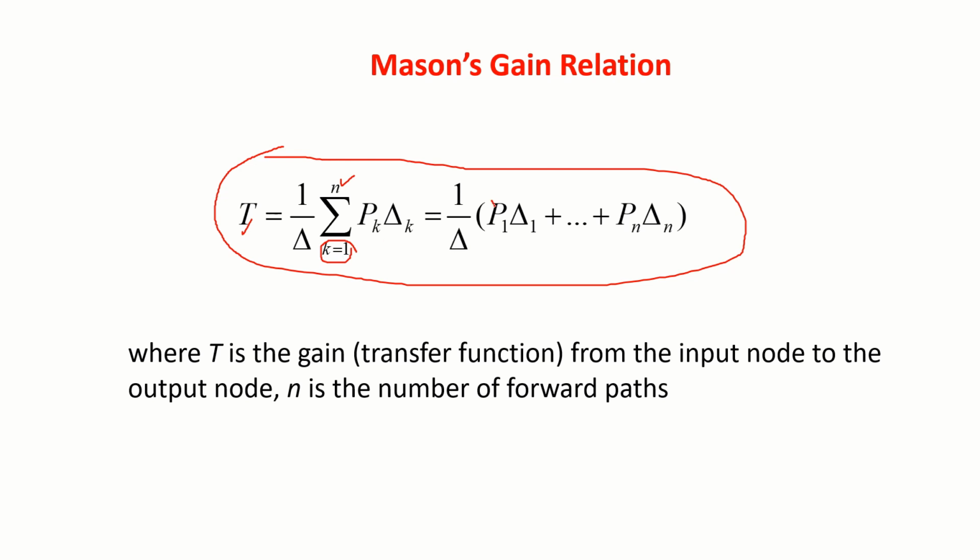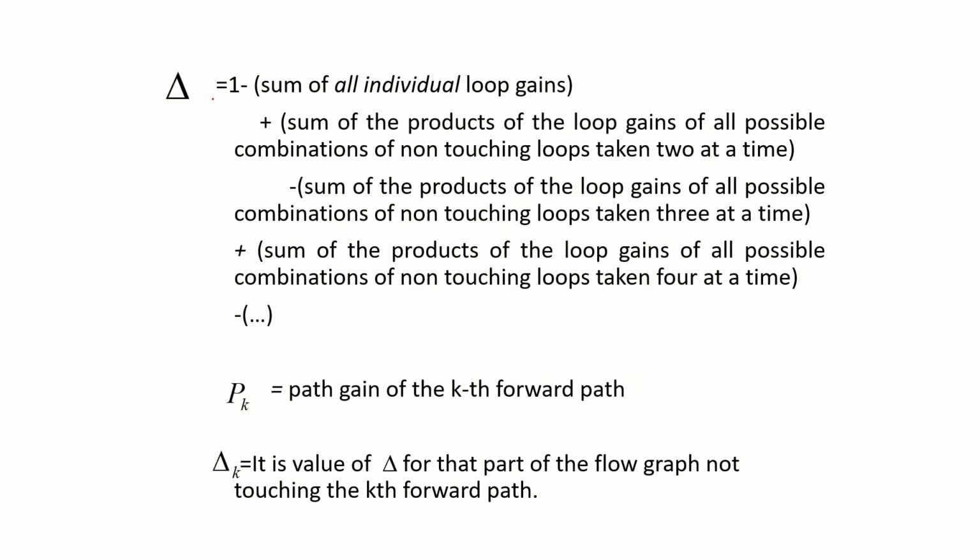P1 is the path gain of the first forward path. Similarly, P2 is the path gain of the second forward path, and P3 is the path gain of the third forward path, like this. Then what is delta? Delta is given like this: 1 minus the sum of loop gains of individual loops. Identify all individual loops and get their loop gains.